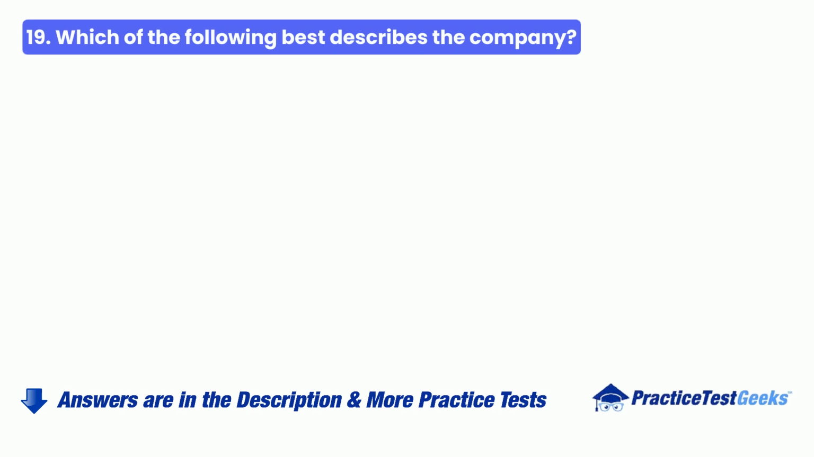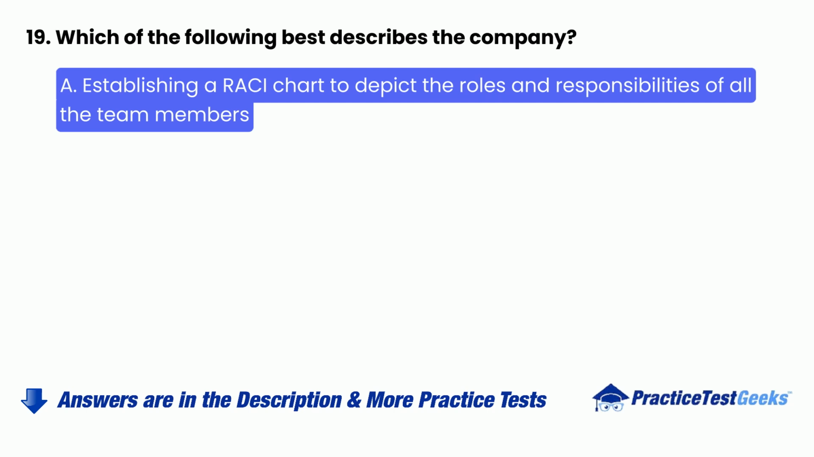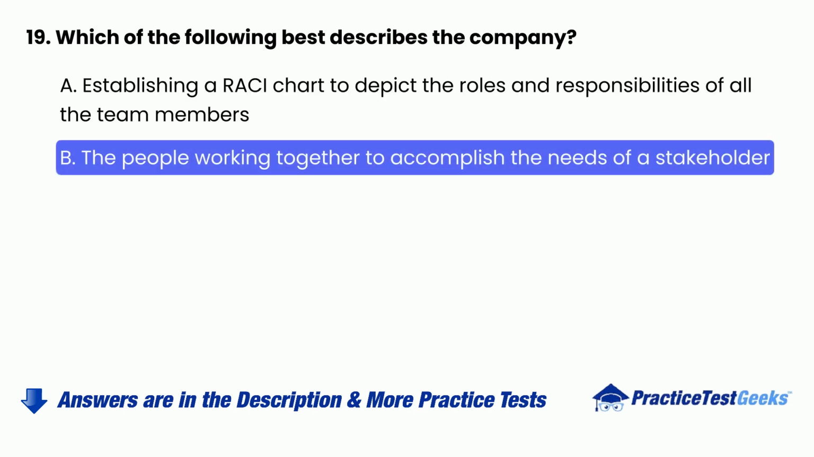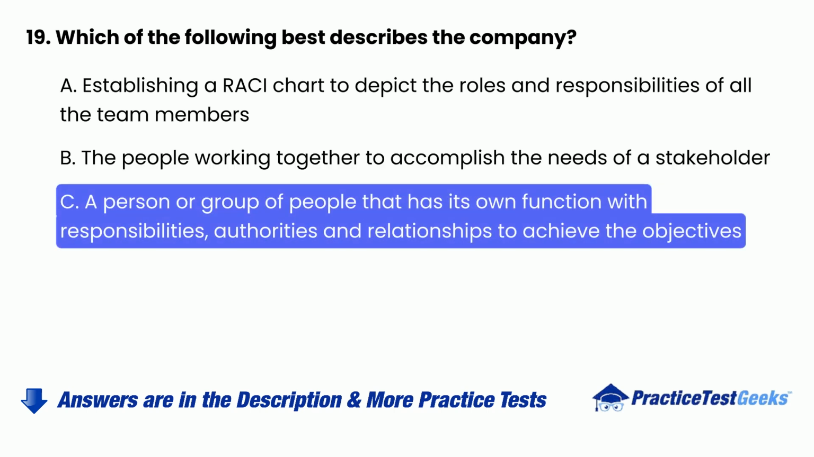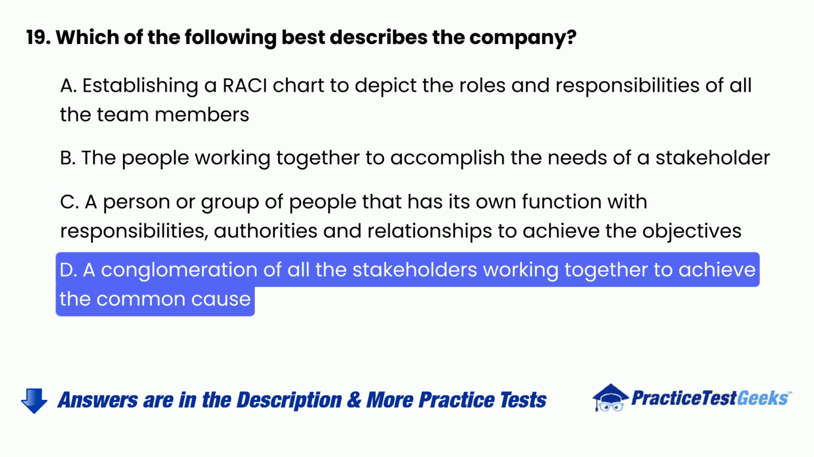(19) Which of the following best describes the company? A. Establishing a RACI chart to depict the roles and responsibilities of all the team members. B. The people working together to accomplish the needs of a stakeholder. C. A person or group of people that has its own function with responsibilities, authorities and relationships to achieve the objectives. D. A conglomeration of all the stakeholders working together to achieve the common cause.